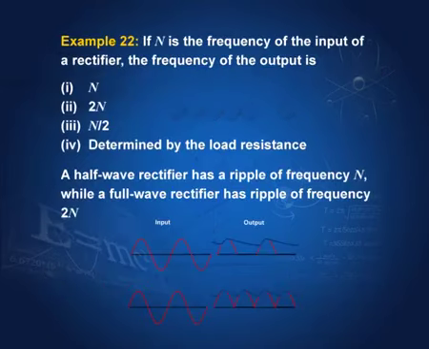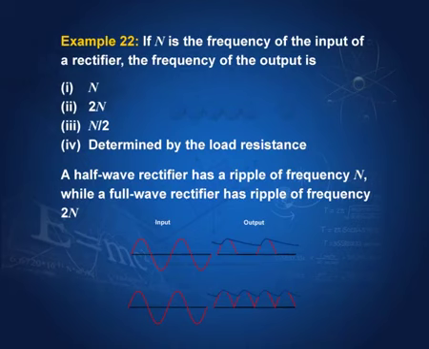Now, if n is the frequency of the input of a rectifier, the frequency of the output is, what should be asked is, if n is the frequency of the input of a rectifier, the frequency of the ripple in the output is, that should be the question. The frequency of the output, depending on whether you have a full wave rectifier or half wave rectifier, will have this frequency of the ripple.